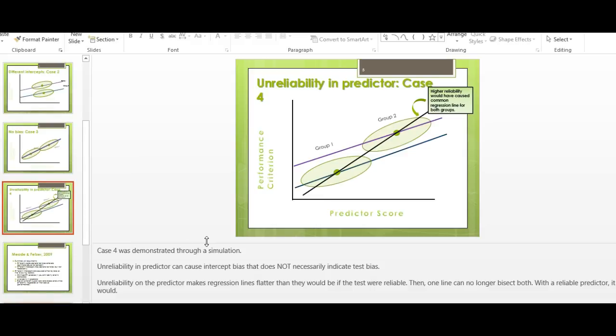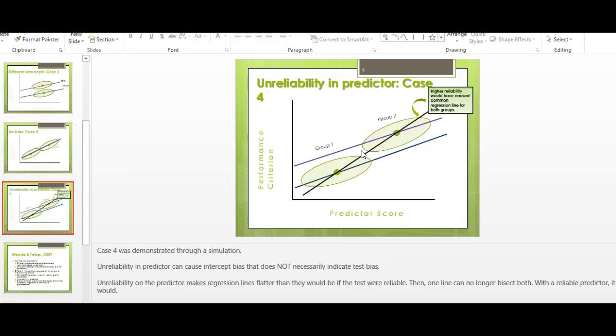Okay, so Mead and Fetzer talk about case 4, which I had not heard about till they came out with this article, but it makes sense. I mean, it's not rocket science. It just is an issue when you have unreliability on the predictor side. Unreliability, remember, always makes our validity go down, so it will make our regression lines flatter. So when you separate groups 1 and 2, you won't have lines that are superimposed. They'll be flatter.